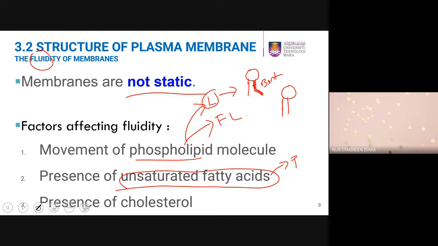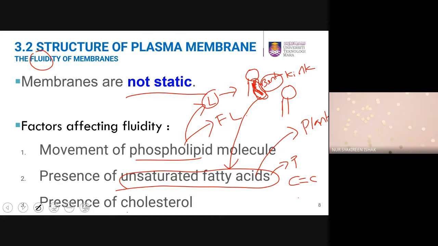So that indicates the hydrophobic tail is actually made up of unsaturated fatty acid, where the carbon has a double bond, causing the molecule to be bent, or we call it a kink. So this one applies for plant cell. It does not apply to animal cell. It applies to plant cell.